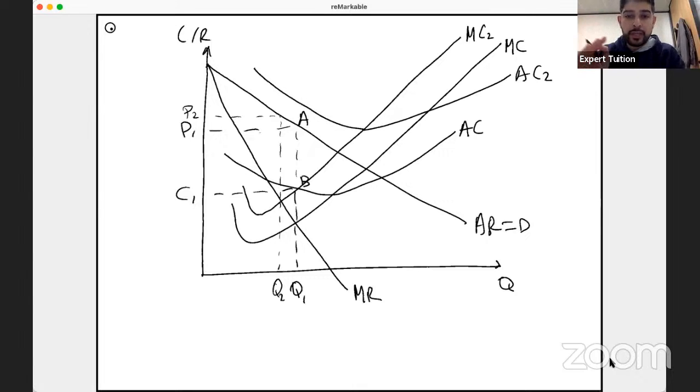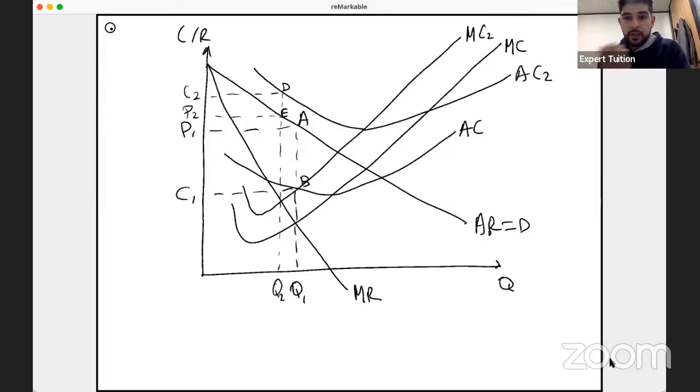The most important point on my diagram right now is the new quantity. Once I have a quantity, by the way, I can tell you everything. I can tell you the price by going up until I hit the demand curve. I can tell you the cost by going up until I hit the AC curve. So I dot up from Q2 till I hit the AC curve, C2. So my firm now is making a loss, by the way. It doesn't have to be making a loss, but it was just easier for me to show it.